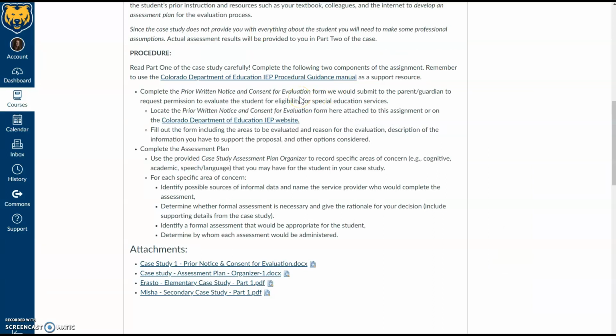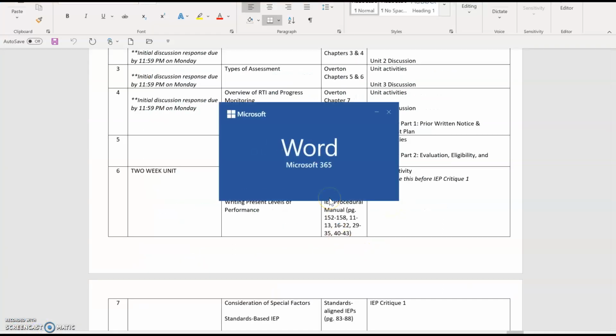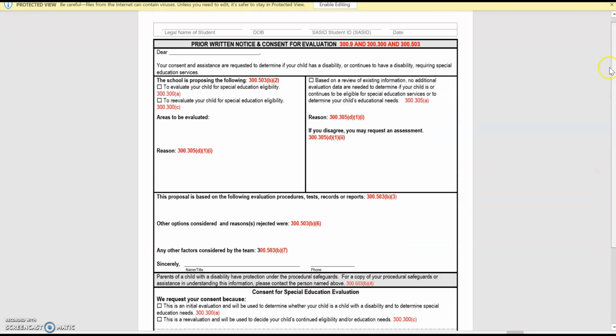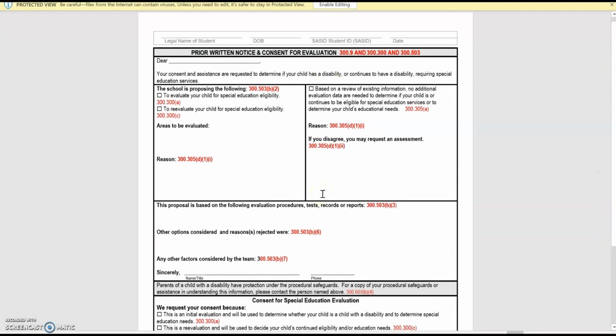So first you'll begin with prior written notice, because the student in your case study is going to require special education evaluation. So you can get the form on the CDE IEP website, or you can just go down here and get the prior written notice and consent form. You'll be pulling that up and filling it out. Again, this is kind of a brief one. Some of the other forms are much longer later on in the case study.